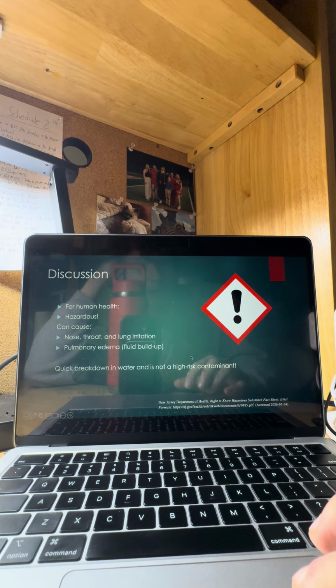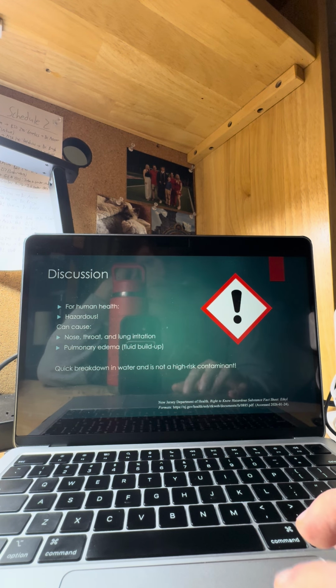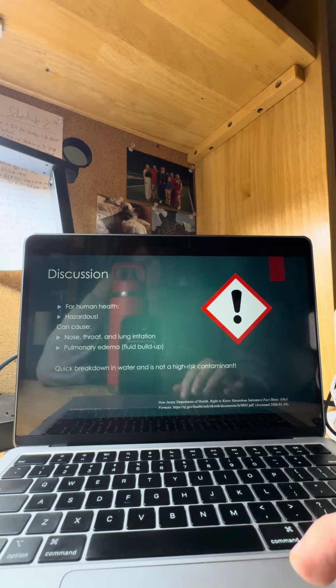The quick breakdown in water means that ethyl formate is not a high-risk contaminant. So if a small to medium amount is present within the drinking water, it will not be considered high risk because it breaks down very quickly.